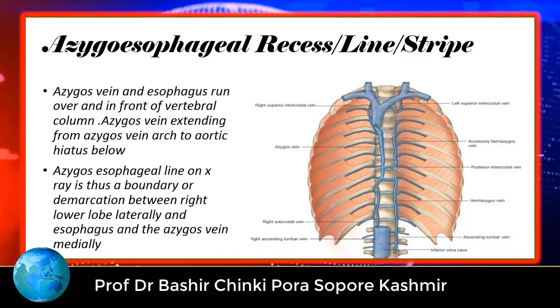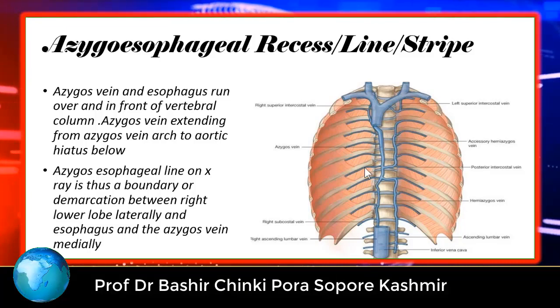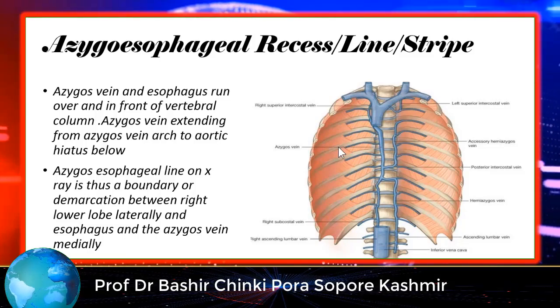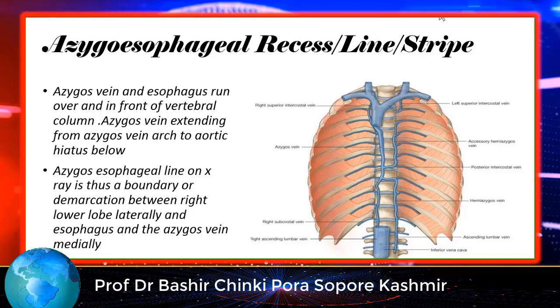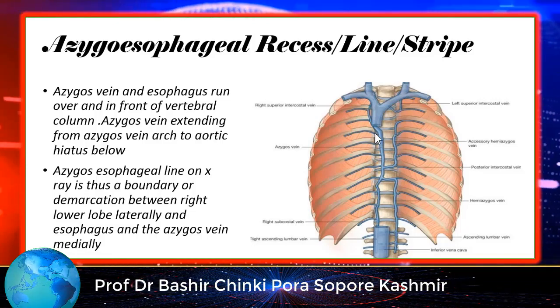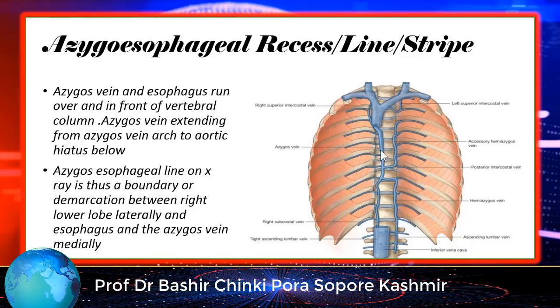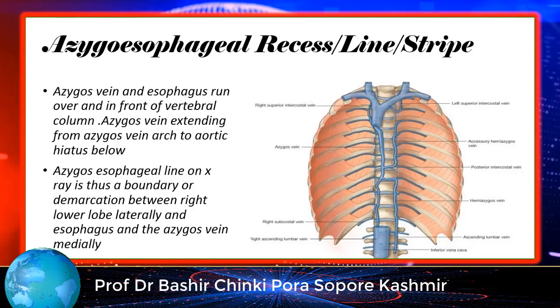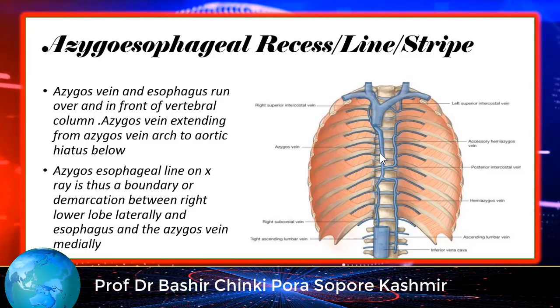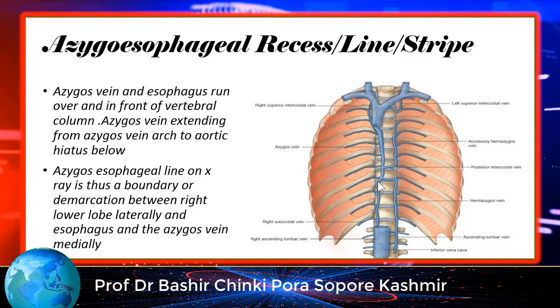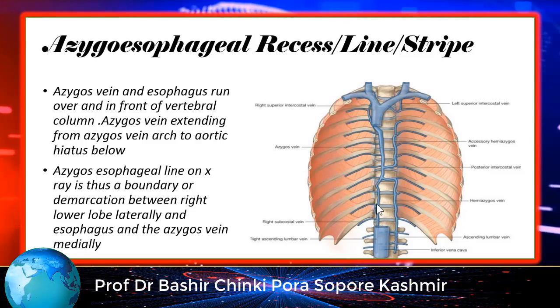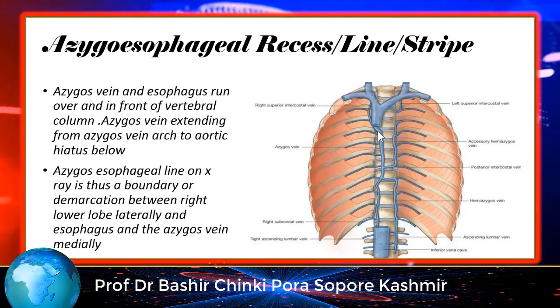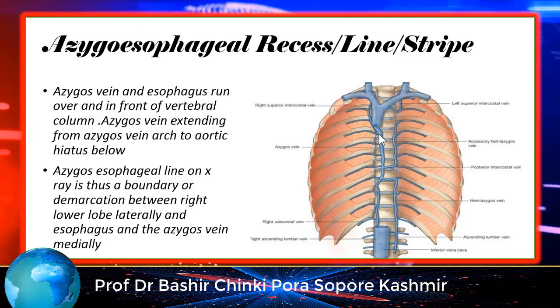On the X-ray it is thus a boundary or demarcation between the right lung, or right lower lobe, and that is that the right lung will be on the lateral side of this azygos esophageal shadow, and there will be the azygos vein which will be medially, and this forms the boundary which is seen on the X-ray as azygos esophageal line.